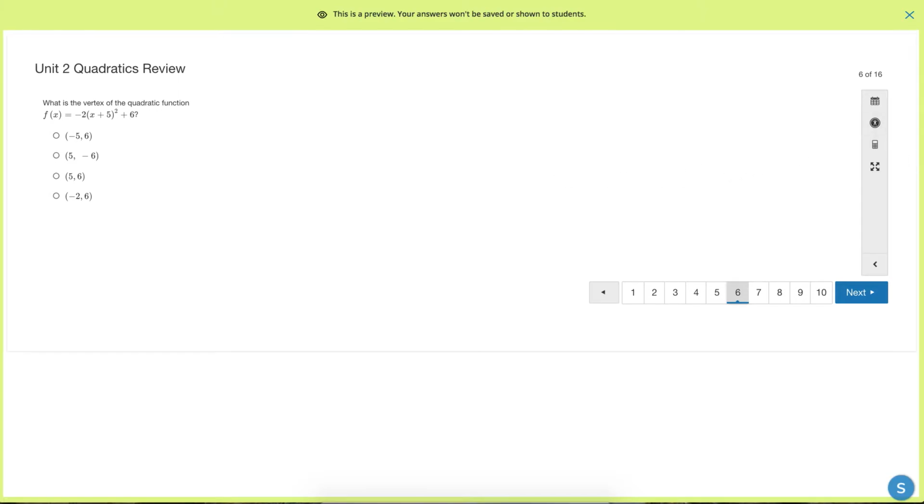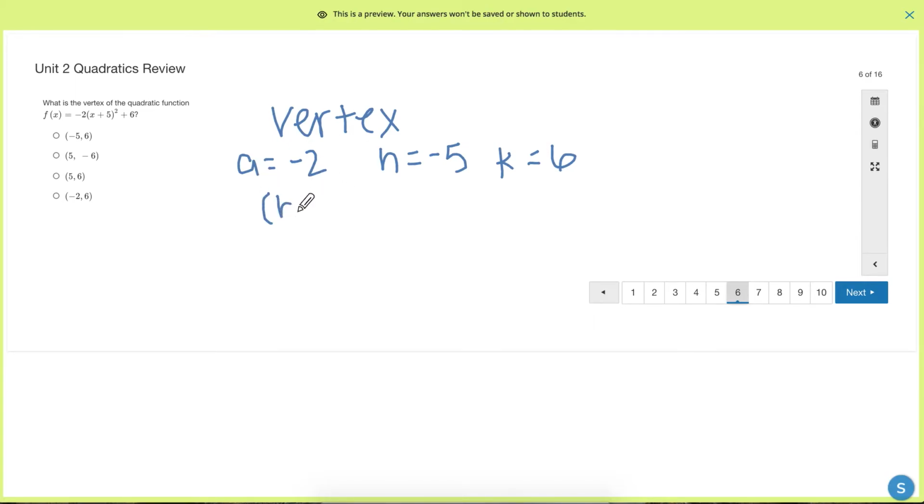Here's another problem where we're expected to find the vertex, but we need to figure out what form this is. Since there's parentheses and it's squared, we know that this is vertex form, which means we have an A value, which is -2, an H value, which is -5, and a K value of 6. Our vertex for vertex form is H comma K. So all we'd have to do is get our two values and substitute them in.